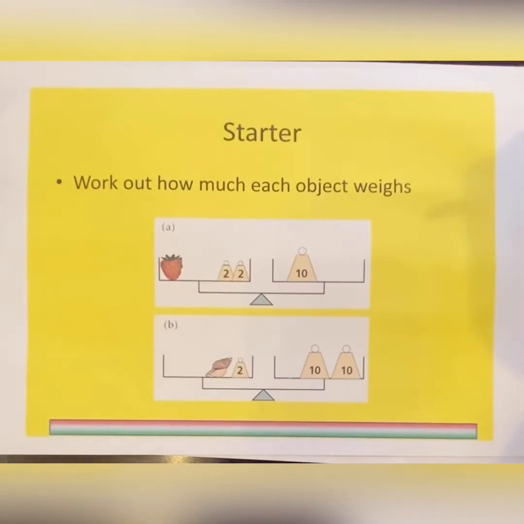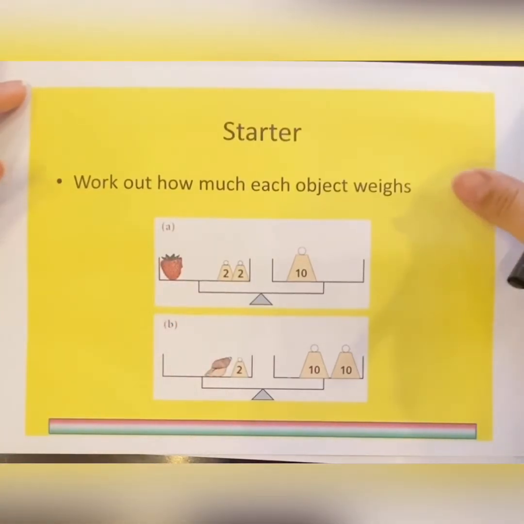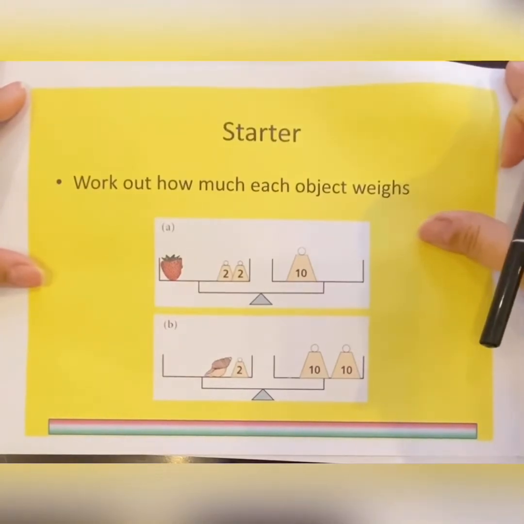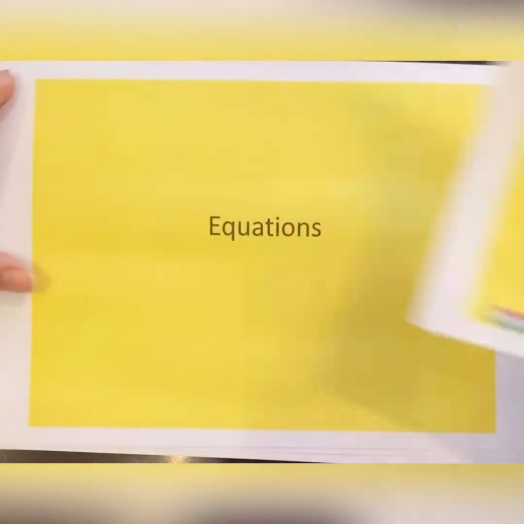This is our starter activity. You have to work out how much each object weighs. Our objects here are the strawberry and the snail. I will leave it for you to think of once you receive your PowerPoint presentation.